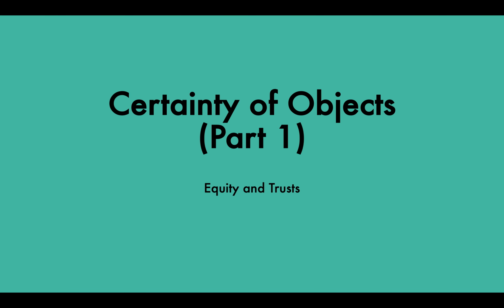In this video, we're going to be talking about the third of our three certainties, and that is certainty of objects. We've already looked at the other two in previous videos, namely certainty of intention and certainty of subject matter. If you haven't seen those videos already, I'd recommend you go check them out because they all lead nicely into this third certainty video.